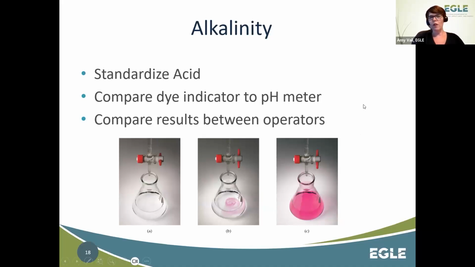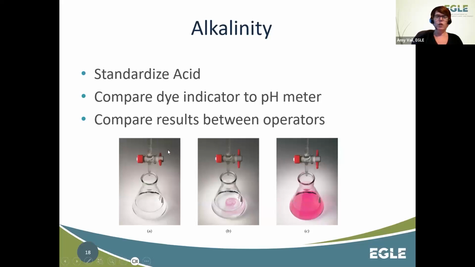The way to standardize acid is to do this titration against a known concentration. You can buy known standards of alkalinity or standards of hardness. When you do that, you can figure out exactly what your acid is. Instead of 1 molar, it might be 0.95 molar, so you can use that and have accurate concentrations. And then, if you want to be more accurate, you can over time compare the dye indicator.